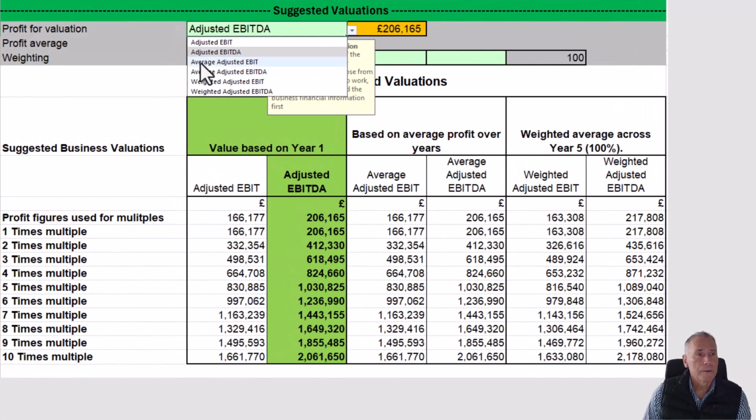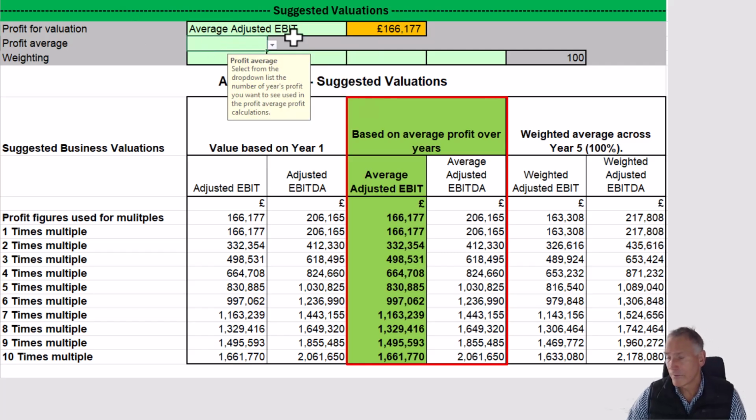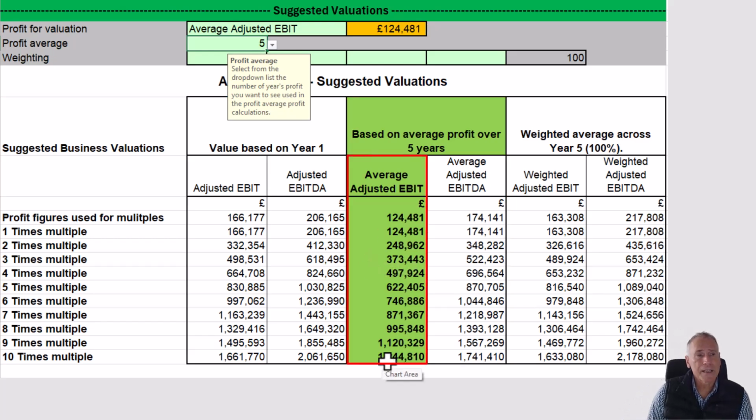The other options are you've got your average adjusted EBIT and average adjusted EBITDA, or weighted adjusted EBIT or EBITDA. So let's have a look at the average. If I stick with EBIT for now, it will move on to these columns here. What it will do is average it over the number of years that you choose. In this case, it'll be exactly the same as your base valuation here, because I haven't put anything in there. But let's say we average it over 5 years. Let's change that to 5 years. You'll see that these numbers change. So it's averaging out those profits over the 5 years. So that gives you a slightly lower amount to pay for the business.